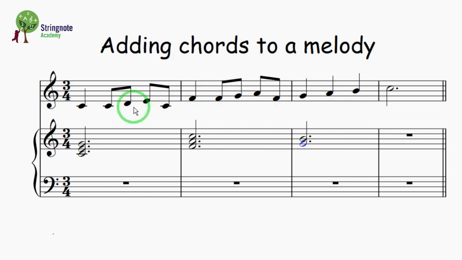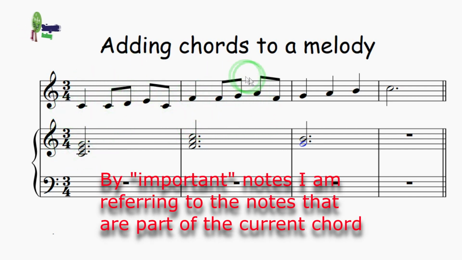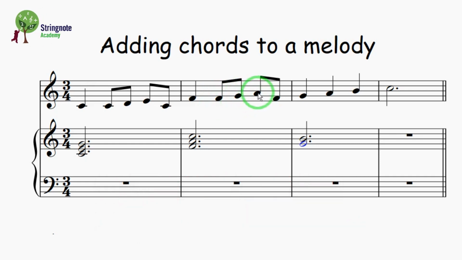So what will happen here is that these notes I am eliminating, like this one and this one, are passing notes. They are part of a melody, but they're just connecting important notes of the actual chord, connecting one important note to the other. For example, from G to B.